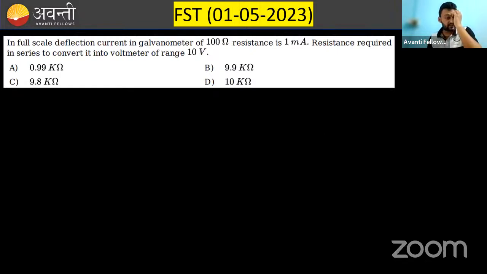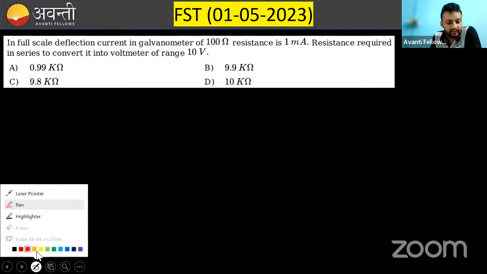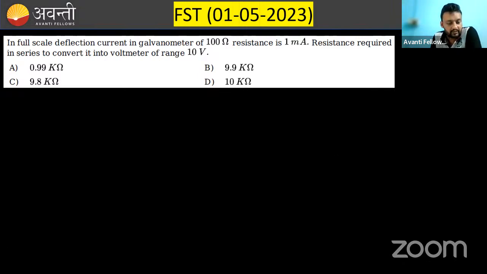If full scale deflection current in a galvanometer of 100 ohm resistance is 1 milliampere, what resistance is required in series to convert it into a voltmeter of range 10 volt? It is a question of conversion of galvanometer into voltmeter. I think you remember the equation, or if you don't know, then I will tell you.